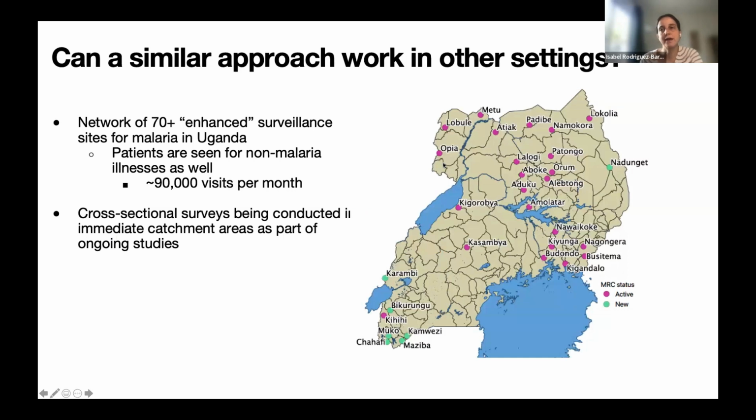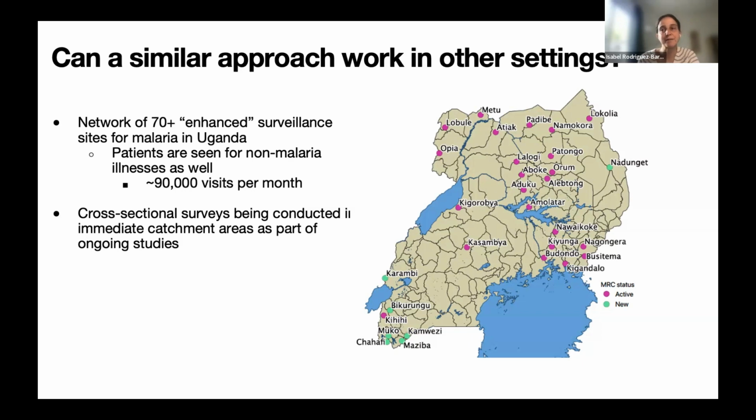So the other question is whether a similar approach can work in other settings where there's less detailed EMR data to really select the samples. And that's something we're in the process of starting right now. We have malaria surveillance sites throughout Uganda, over 70 malaria surveillance sites throughout Uganda.